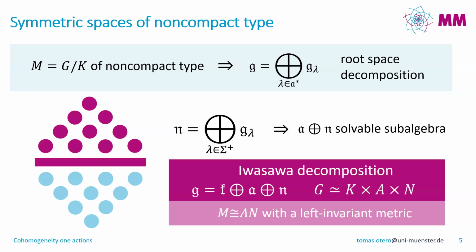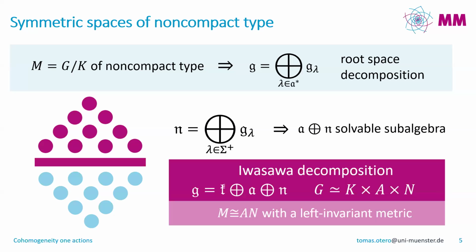But K was precisely the isotropy of our symmetric space. So by quotienting by it, we say that M is in fact diffeomorphic to the solvable Lie group AN. And if one takes the pullback of the metric under this diffeomorphism, this gives you a left invariant metric on M. So we can always think of a symmetric space of noncompact type as a solvable manifold, a simply connected solvable Lie group with a left invariant metric.